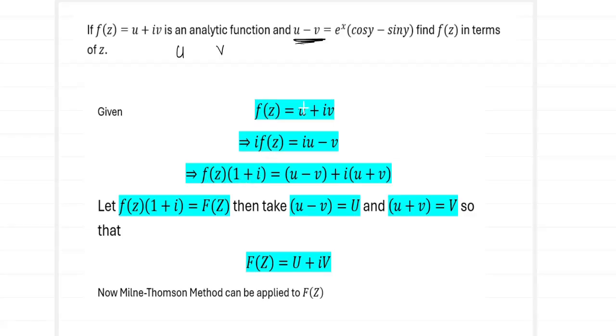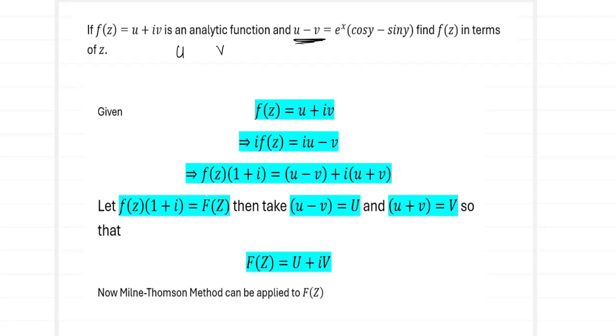1 plus i. When I add my right hand side, what happens is the quantity which is independent of i, that is my real part, now becomes u minus v over here, and the quantity that involves i will become u plus v. So this is what is going to be the expression which I have.